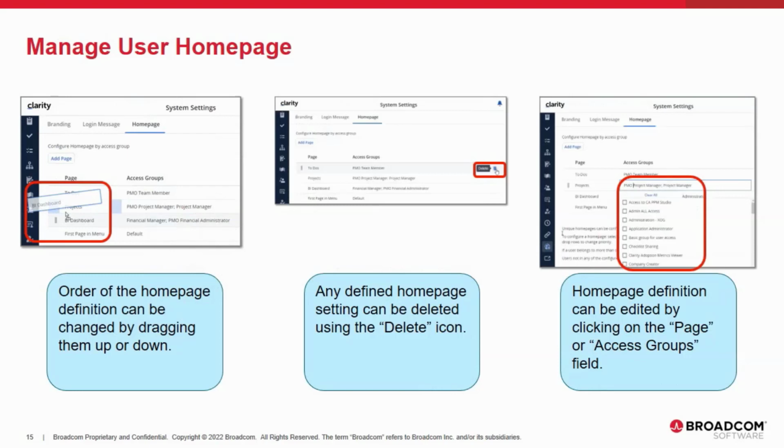The reason the order of definition is important is because if a user belongs to multiple user groups, the order of execution would always be top to bottom. That means the first user group we find going top to bottom for that specific user logging in, that will be the respective page that the user will land on after logging into Clarity. The administrator also has the option to delete a predefined home page as well as make any necessary changes to the previously configured home page setting.